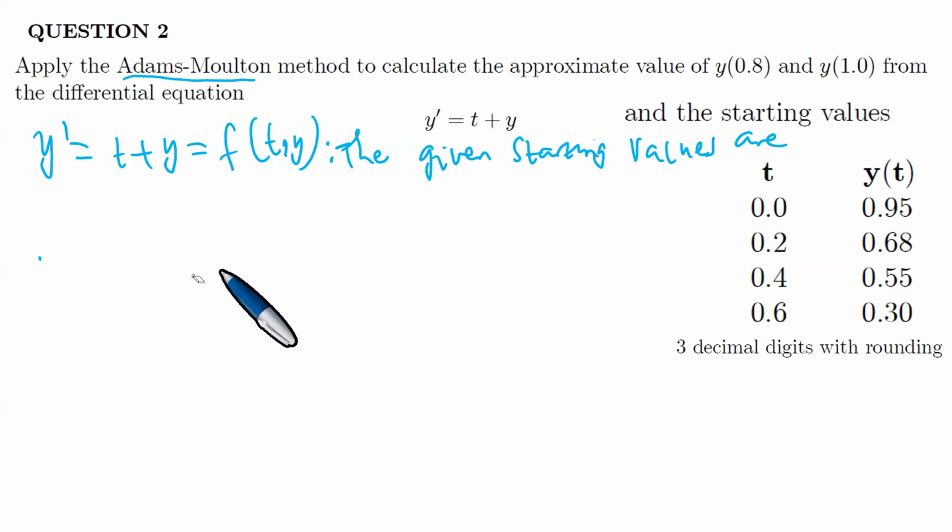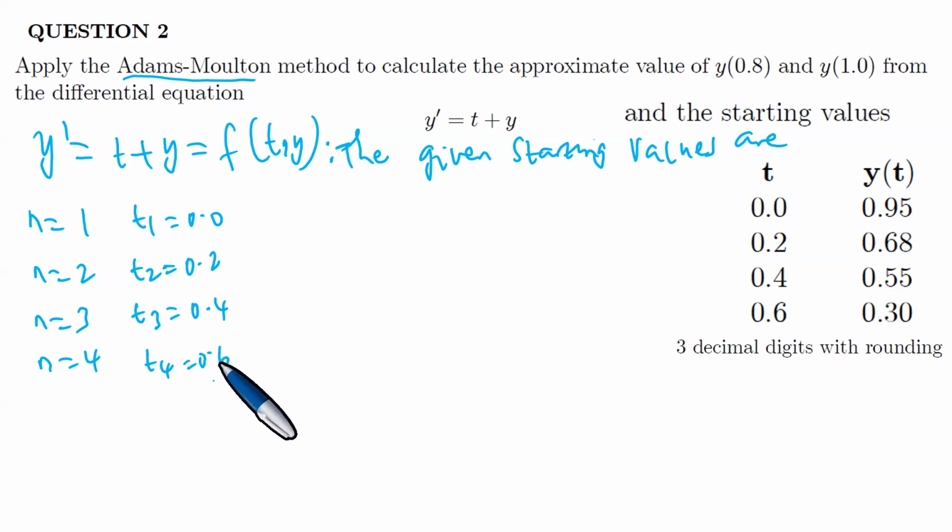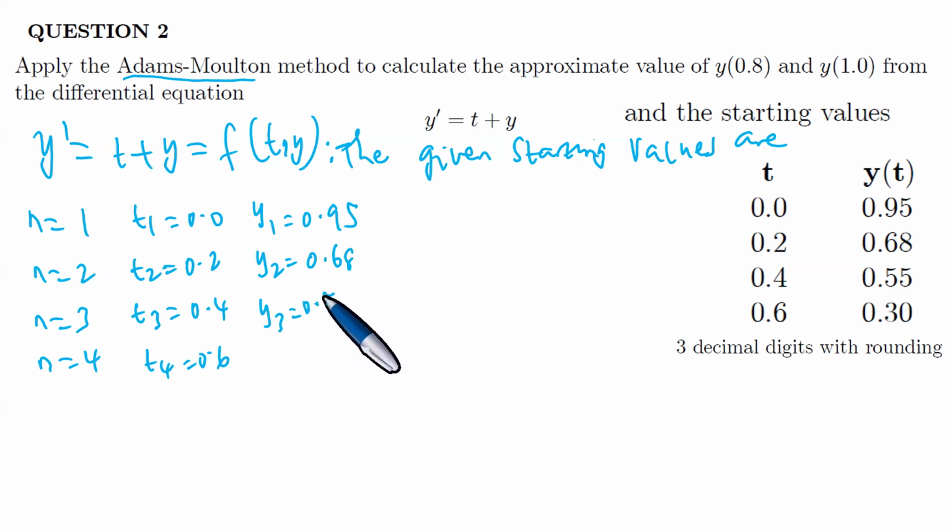We shall move on to the next different question. But in summarizing this for the Adams-Moulton method, we have, for instance, n equals 1, n equals 2, n equals 3, n equals 4. We have T1 equals 0.0, T2 is 0.2, T3 is 0.4, 0.6.